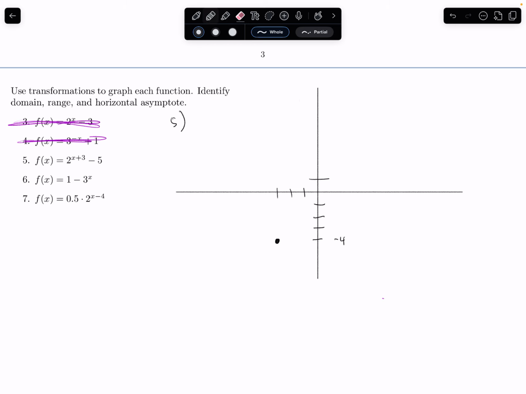And otherwise, the shape should be the same. What's the original shape of 2 to the x? Well, if I go to the right 1, I'm going to go up 1. If I go to the right 2, I'm going up by 3. Okay, maybe it would have been good for me to actually draw that so you guys could see the original shape. This is the original shape of the graph. Oops. Here I am down at a half, below, 1/2 below.